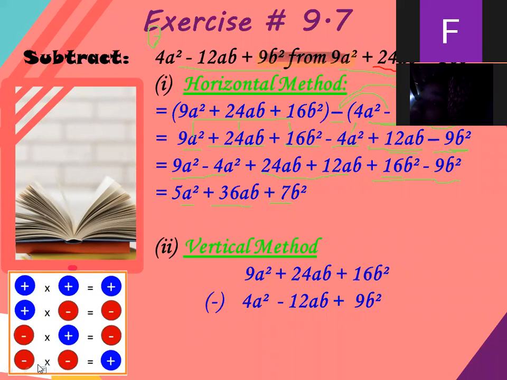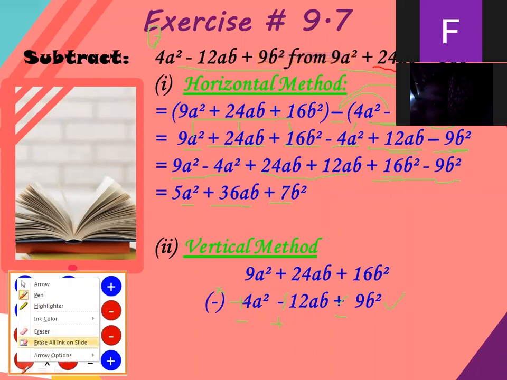Okay, now what you are going to do, in the vertical method, you are going to change the sign of your second expression. Just suppose this is plus, so it will become minus. This is minus, so it will become plus, and this 4a has a plus sign. Please keep it in your mind, this is not the sign of 4a. So 4a has a plus sign, so it will become minus. So these are the additive inverse of your second expression.